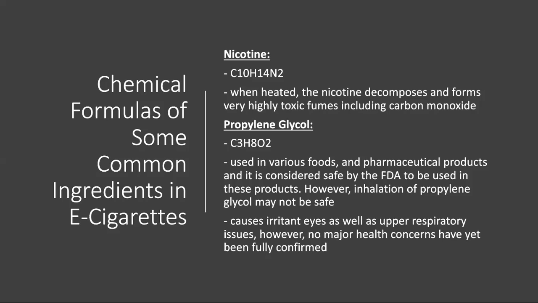Right now, people are just saying that it's safe because there hasn't been any evidence, but people thought smoking cigarettes wasn't bad for you until, again, 1964, I think it was. So some data has suggested, though, that this chemical has caused irritated eyes as well as upper respiratory issues. But again, no major health concerns have yet been fully confirmed. So yeah, that's just a little bit about how this stuff can relate back to chemistry and the stuff we learned in Gen Chem 1.